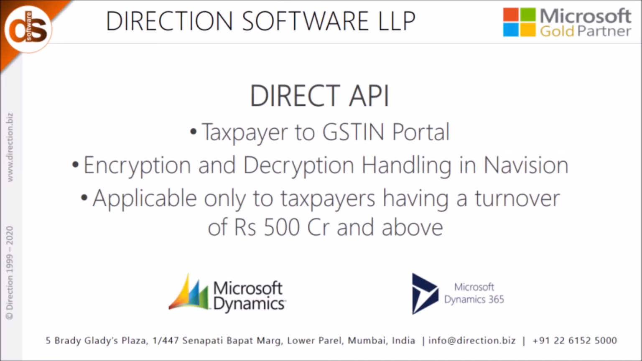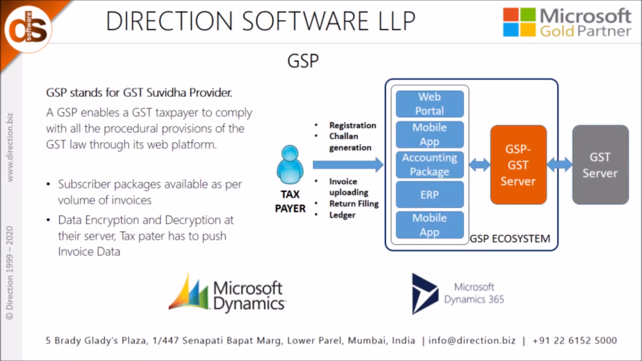In the case of direct APIs, the encryption and decryption of your data will be handled in Navision itself, while in the case of GSP APIs, it will be handled on their server. According to your volume of invoices, they will give you subscription packages for the same.